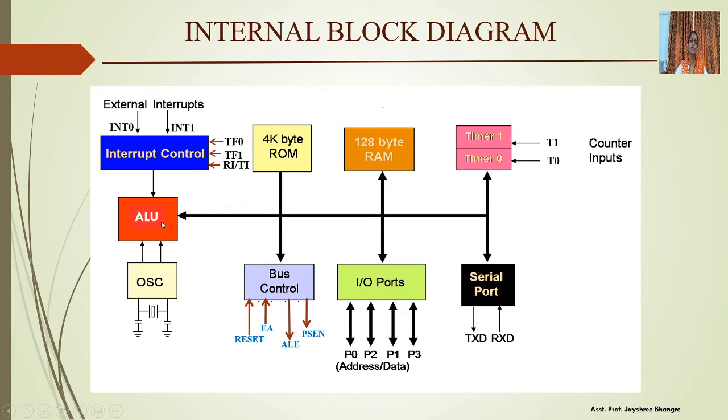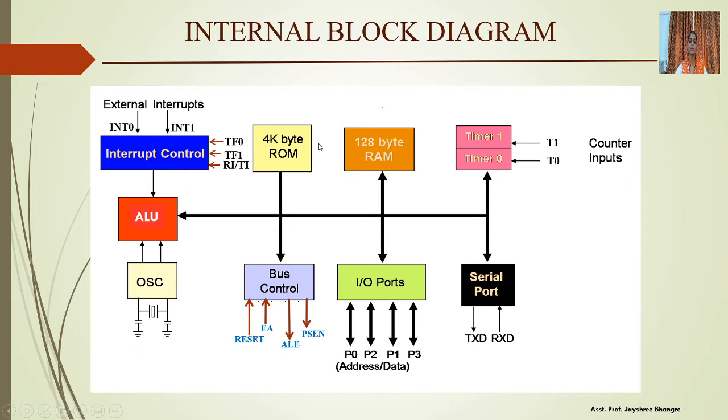8051 has 5 interrupt sources: int0, int1, tf0, tf1, ri, ti. So this is the interrupt control unit which controls the two external hardware interrupts, that is int0 and int1, and 3 internal interrupts tf0, tf1, ri and ti.